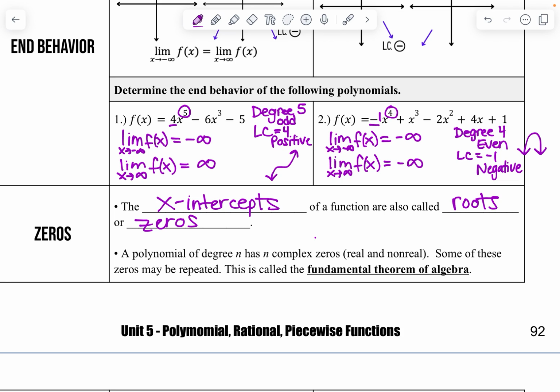And so when we're solving a polynomial, that's what we're looking for. Where is it touching the x-axis? And when we're on the x-axis, the value of y is 0. That's why we call them the zeros. That's why they're the x-intercepts, because they're the points on the x-axis.